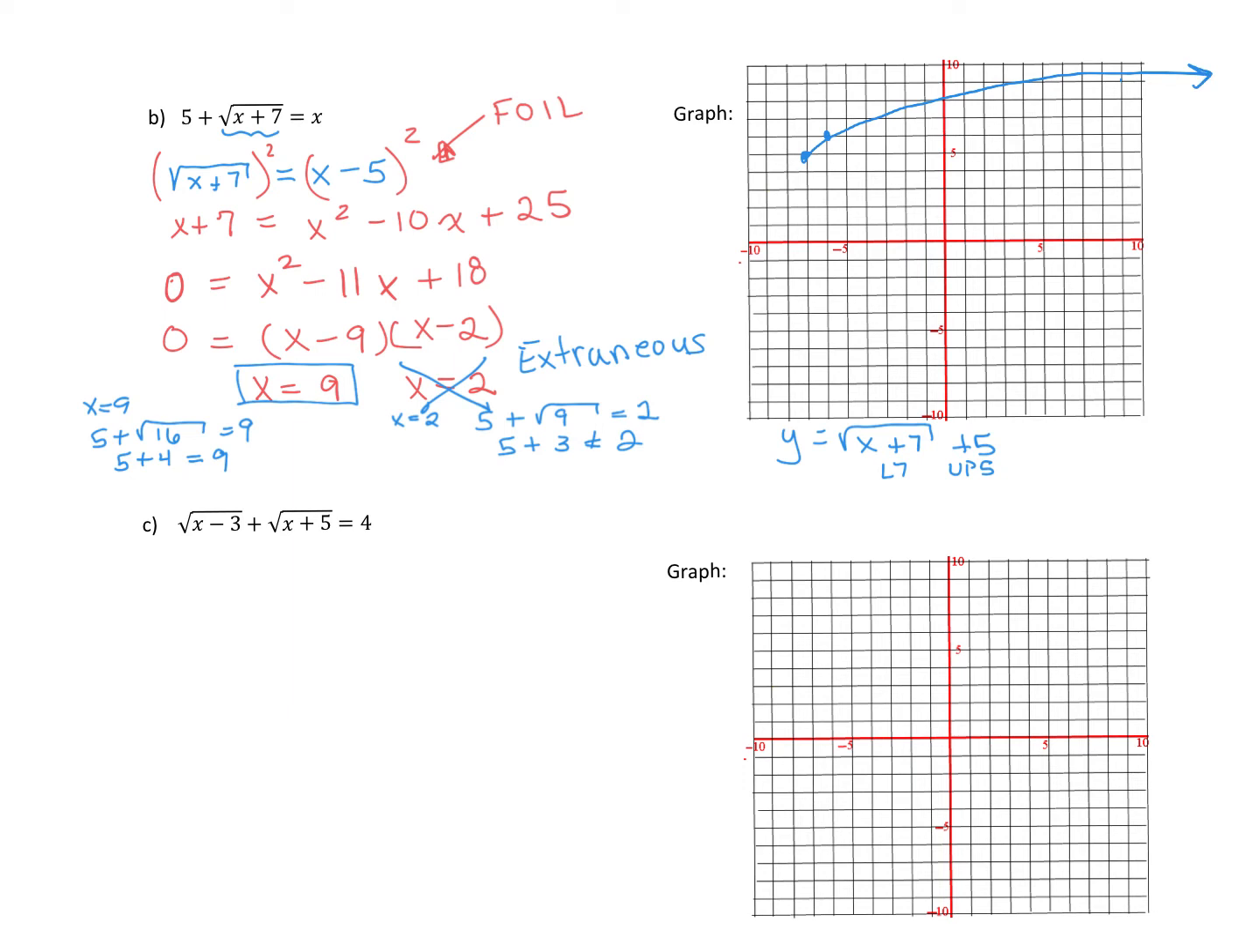And then we'll also graph y equals x, the right-hand side of that equation. And we can see that this line here is going to cross right here at x equals 9.